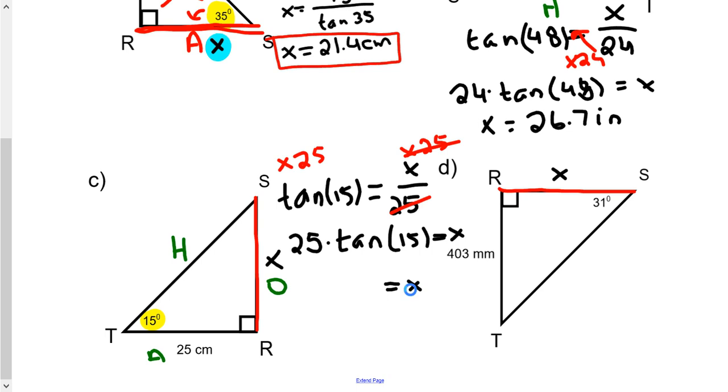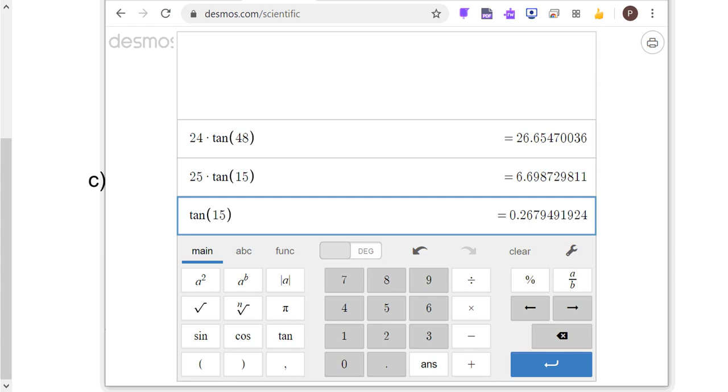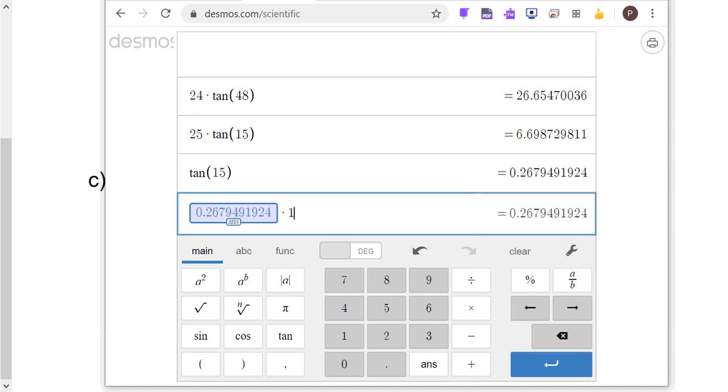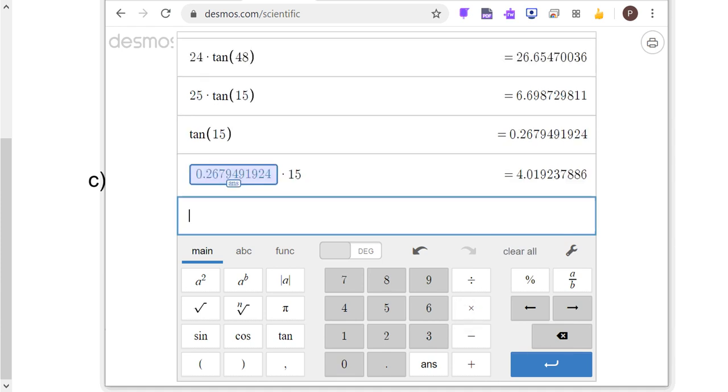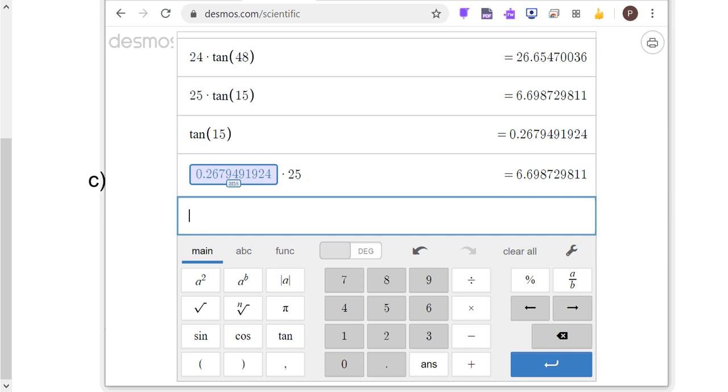Plug that into our calculator. 25 times tangent of 15. Or if you want to do it in 2 steps, do the tangent of 15 first, if you'd rather work with decimals. And then multiply that, making sure you're using, if at all possible, that answer button. Oops, sorry, times 25. Let me try that again. 25, there we go. 6.7.